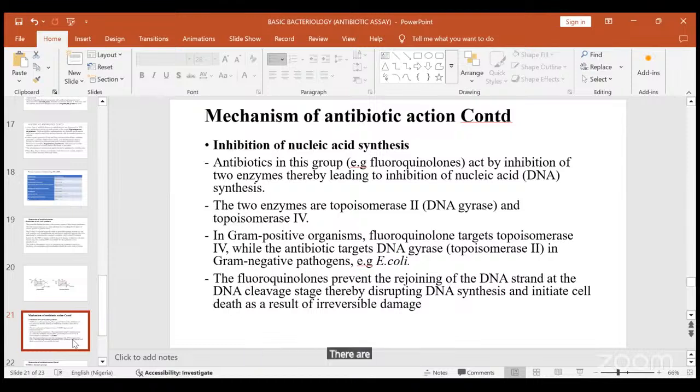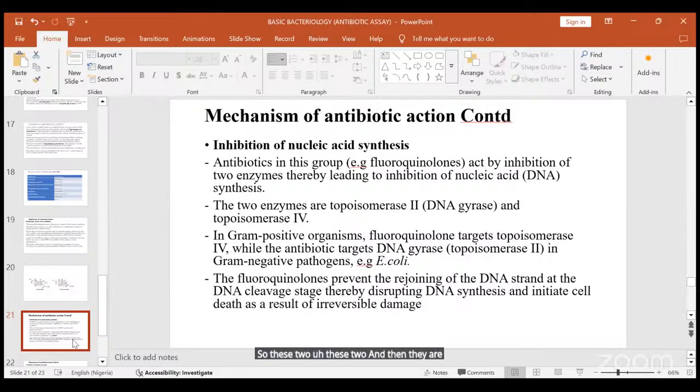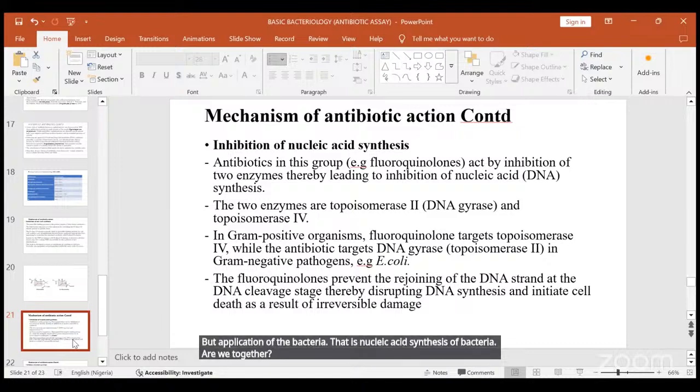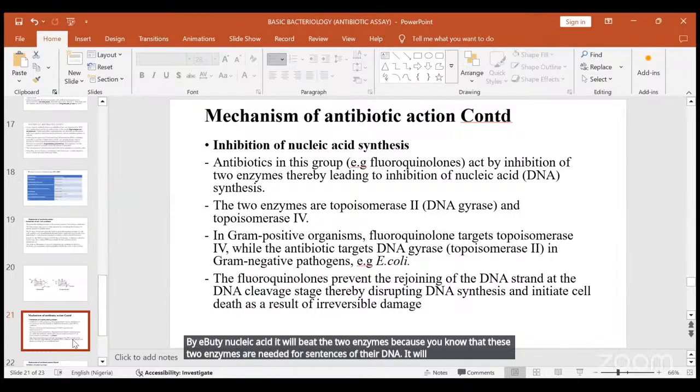There are two enzymes that are useful for bacteria. For gram-positive, it is called topoisomerase 4. For gram-negative, it is called topoisomerase 2 or DNA gyrase. So these two enzymes are needed for DNA replication of bacteria, that is nucleic acid synthesis of bacteria. Are we together? Yes, sir. But this antibiotic that acts by inhibiting nucleic acid will inhibit the two enzymes, because you know that these two enzymes are needed for synthesis of their DNA. It will just go and attack the two enzymes and inactivate them.